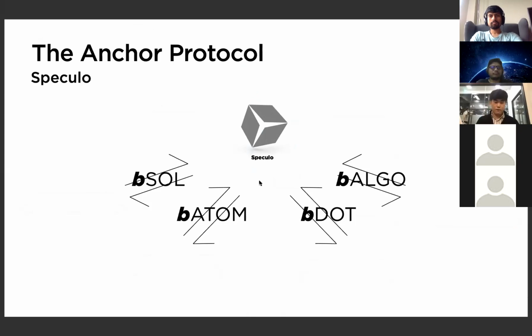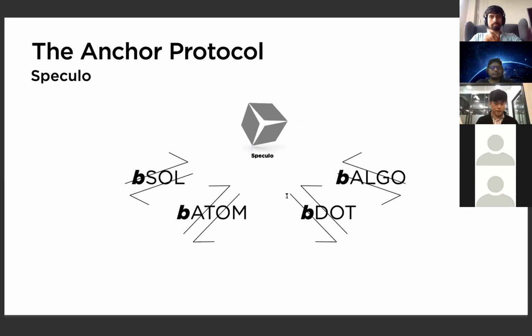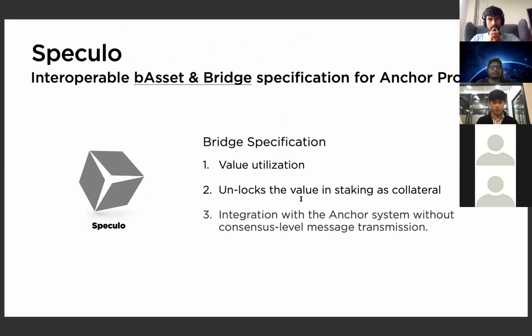And we figured out it would be best to have a standard specification on the interface of that bridge and also for B assets. And we named that Speculo. So Speculo is basically a B asset and bridge specification for Anchor protocol. What the bridge specification in Speculo does is that it allows a standard interface between different chains so that anyone could join the Anchor ecosystem when they fit the requirements of the bridge specifications.